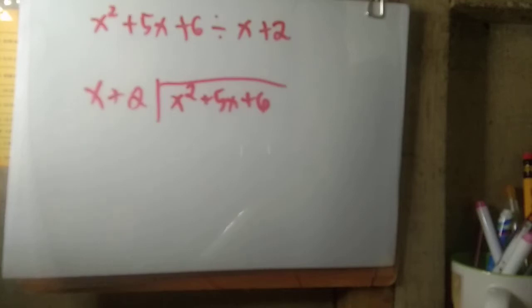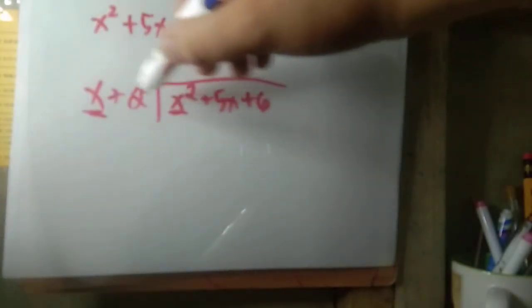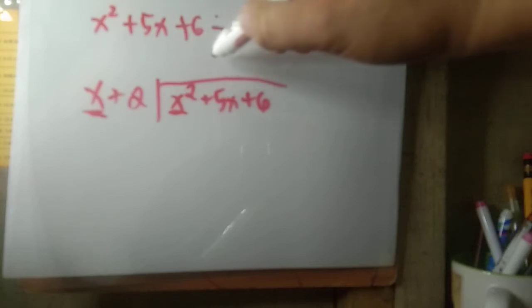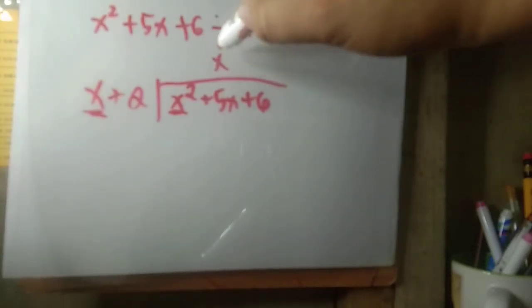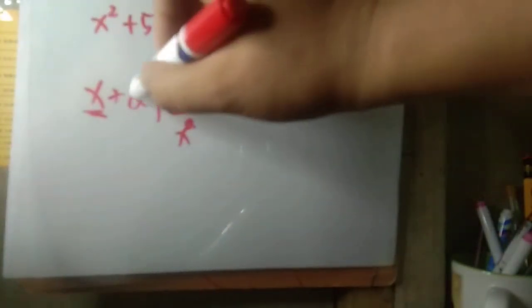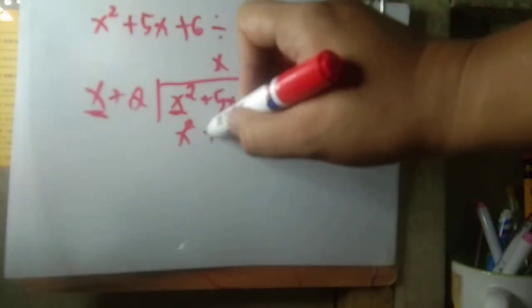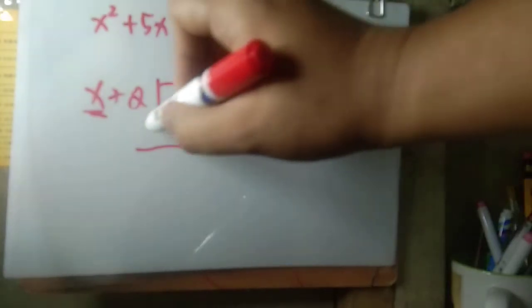Now, after this, we will just be dividing the first terms for each. So first, we will be having x squared divided by x is equal to x. So we will have it here. And after which, we will multiply. x times x would be x squared. Then x times 2 would be plus 2x. And then after which, we will be subtracting it.